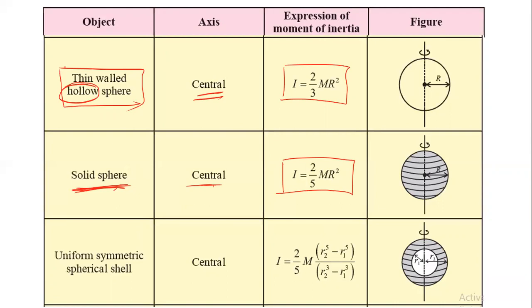Now, uniform symmetric spherical shell. If it is a spherical shell, then it has two radii, inner radius r1 and outer radius r2. Then the moment of inertia is given by formula 2 by 5 m (r2 raised to 5 minus r1 raised to 5) divided by (r2 raised to 3 minus r1 raised to 3). So this is the moment of inertia of spherical shell.